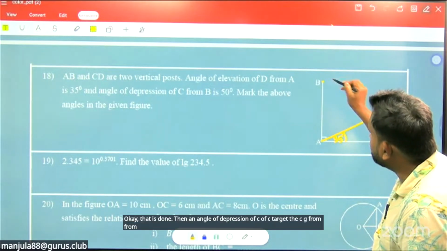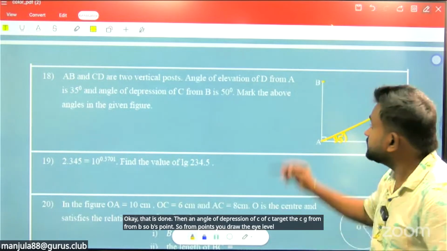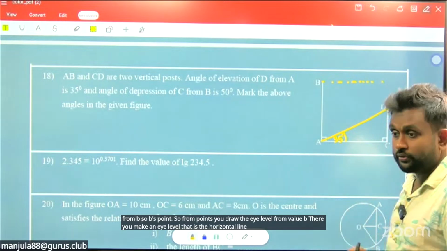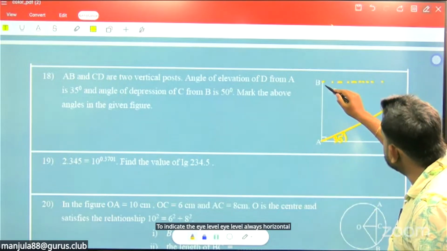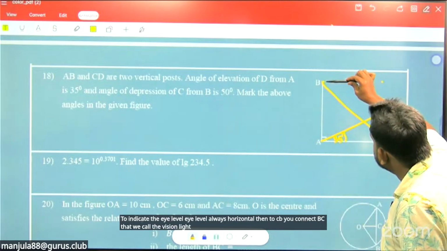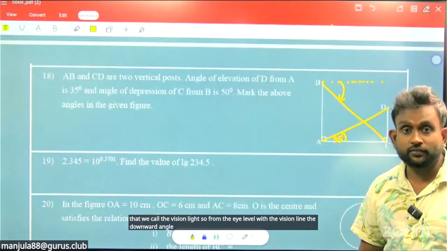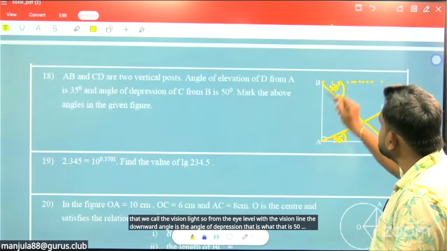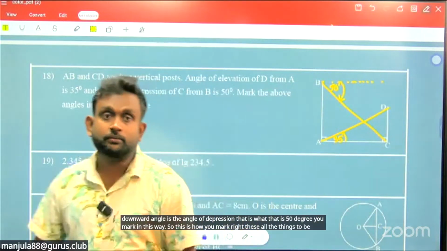So B is the point. From the point you draw the eye level. From point B you make an eye level, the horizontal line you have to draw to indicate the eye level. Eye level is always horizontal. Then you connect BC, which we call the vision line. From the eye level to the vision line, the downward angle is the angle of depression. That is 50 degrees. You mark it in this way. So this is how you mark. All these things are to be marked there.